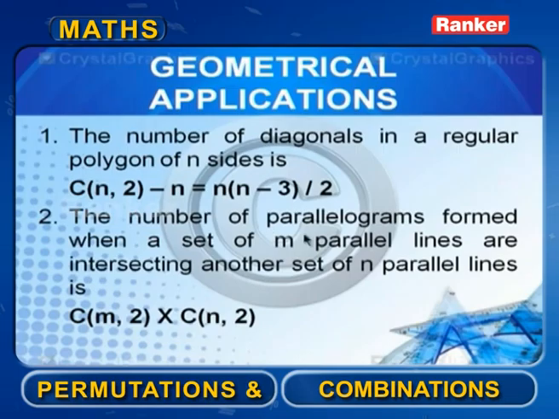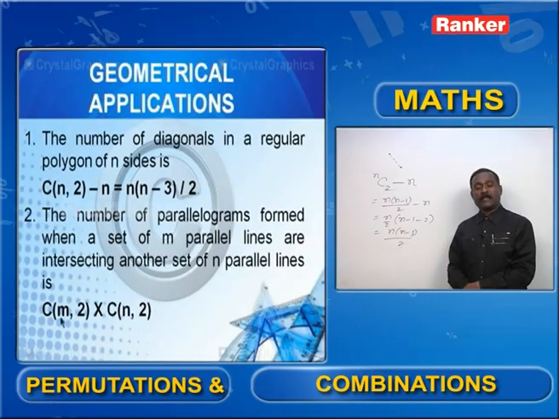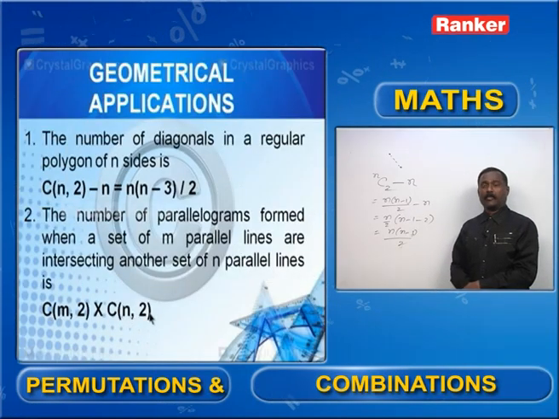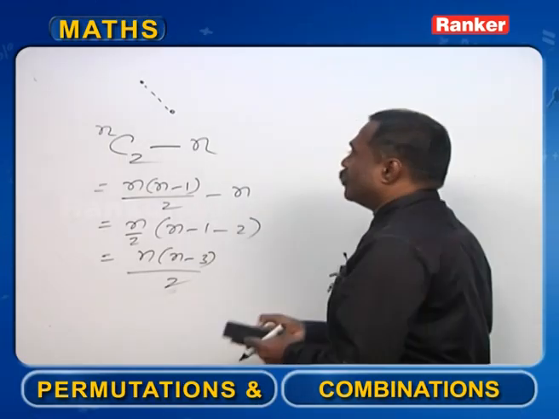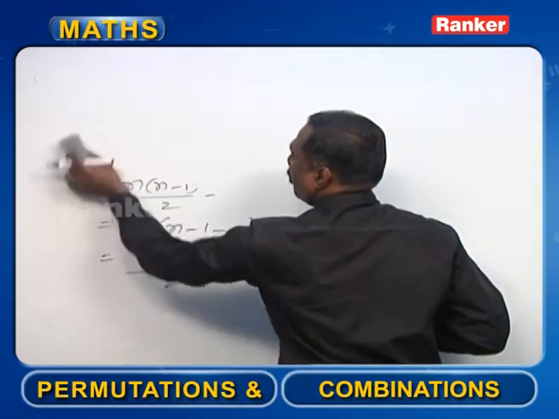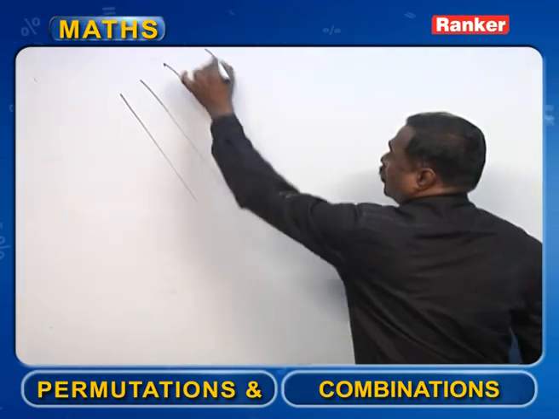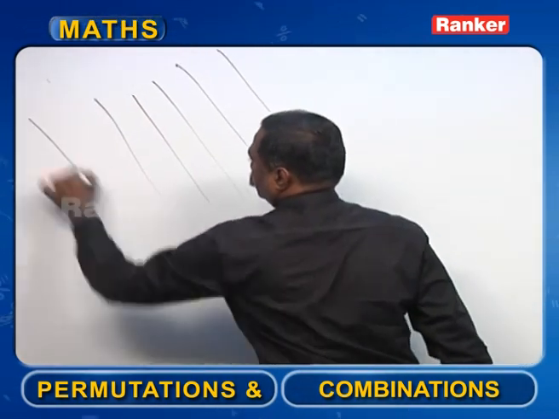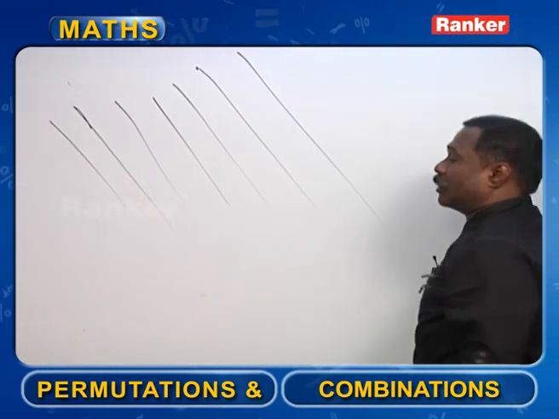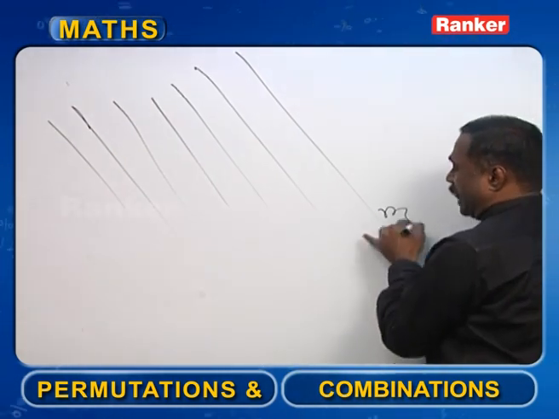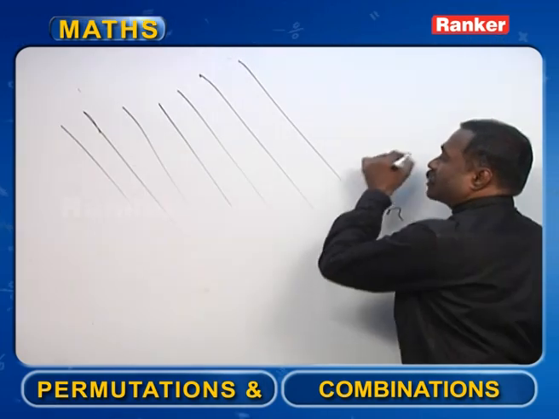Come to the second one. The number of parallelograms formed when a set of m parallel lines intersects another set of n parallel lines is MC2 into NC2. What does it mean? There is one set of parallel lines like this, and this is given to be M. And another set is there.